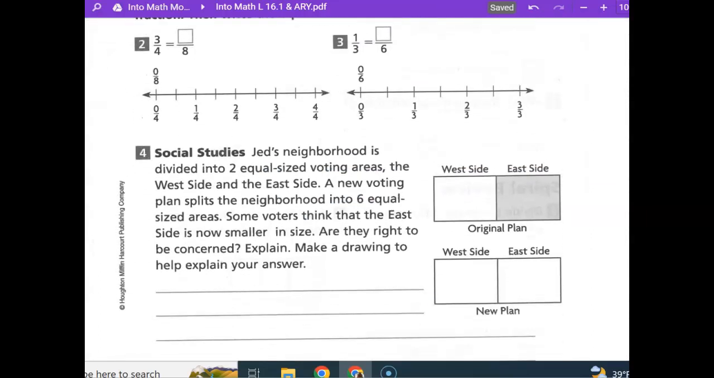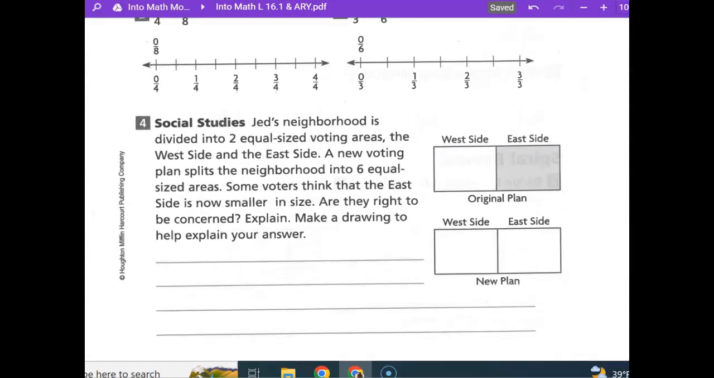We did those on the front. Let's look at number 4 real quick. Jeb's neighborhood is divided into 2 equal-sized voting areas, the west side and east side. A new voting plan splits the neighborhood into 6 equal-sized areas. Some voters think that the east side is now smaller in size. Are they right to be concerned? Explain. Make a drawing to help you explain.